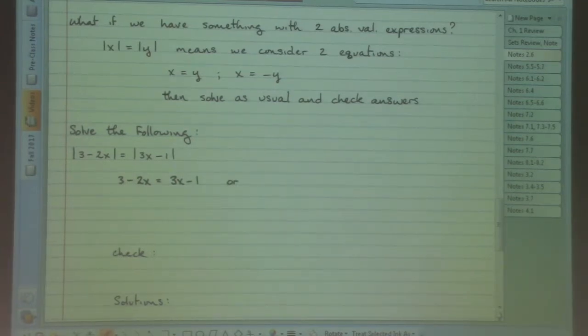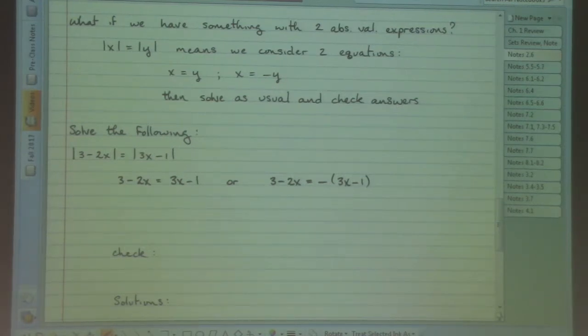Or the inside stuff on the left, 3 minus 2x, could have been the opposite of the stuff on the right, the inside stuff on the right. So putting that negative and that set of parentheses in there makes sure that we've got everything sorted out properly. Two equations to worry about. Let's see how those work out.